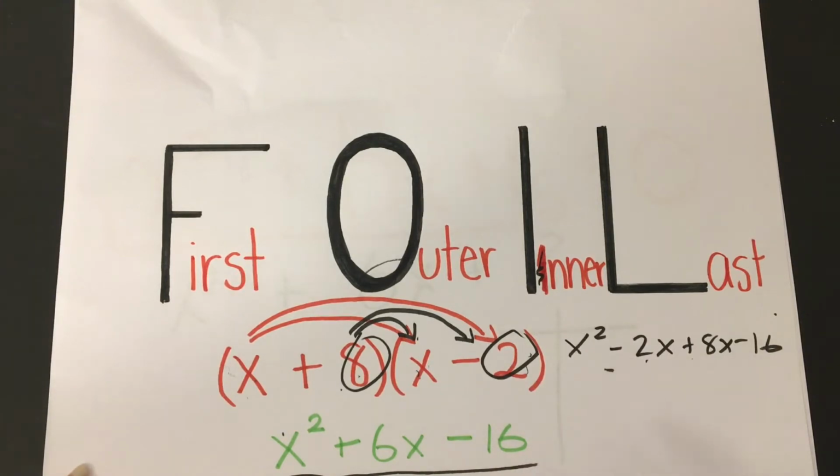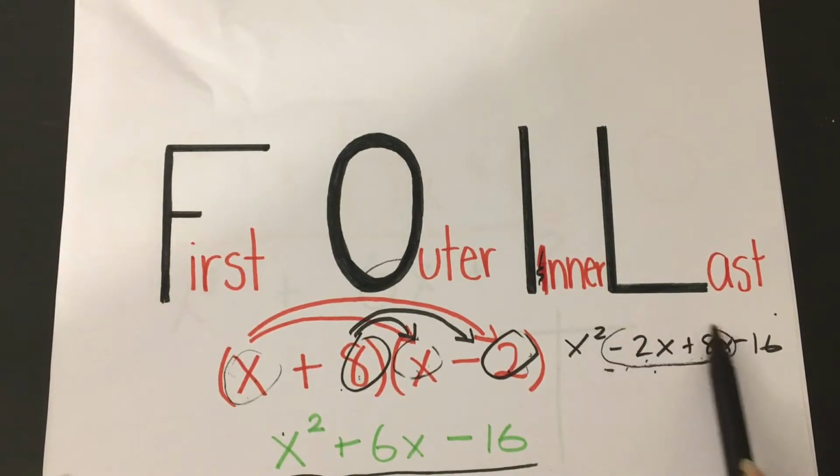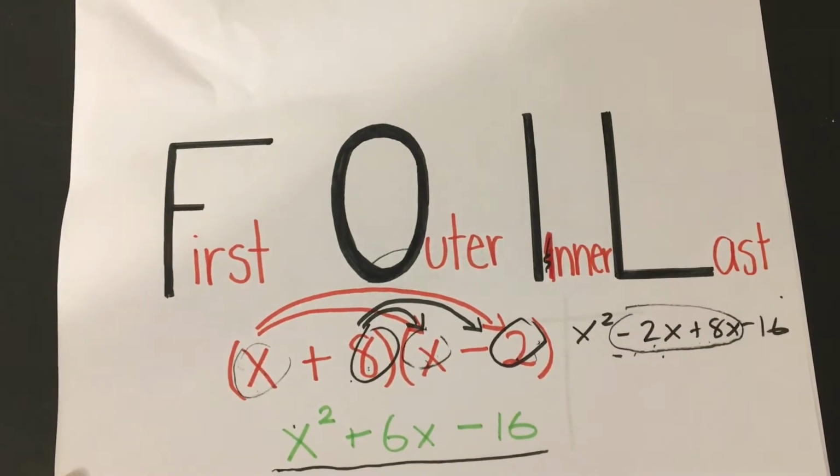Now, when we're using FOIL and the distributive property, first, so x times x, that's the first here, x squared. Then the outers, minus 2x, then inner, plus 8x. Then last, 8 times negative 2 is negative 16. So x squared minus 2x plus 8x minus 16. And we can combine like terms here. So our final answer would be x squared plus 6x minus 16.